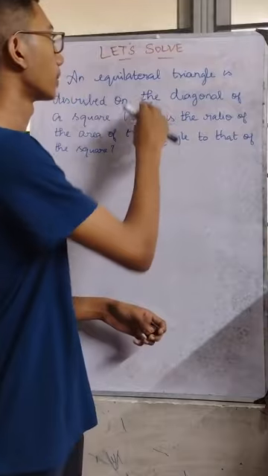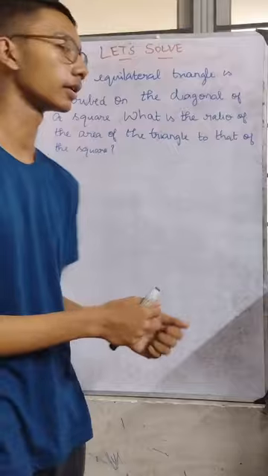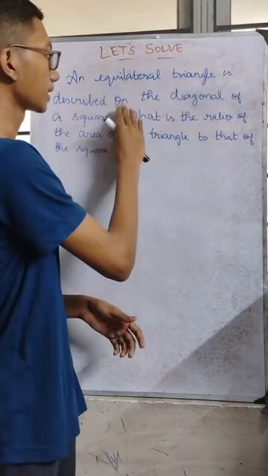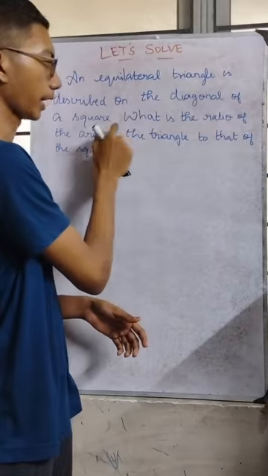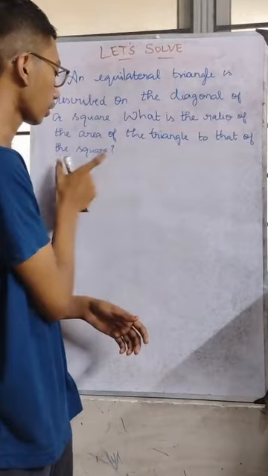In this video, we have a problem from Let's Solve. This problem deals with geometry or shapes in general. So what this problem involves is, an equilateral triangle is described on the diagonal of a square. What is the ratio of the area of the triangle to that of the square?